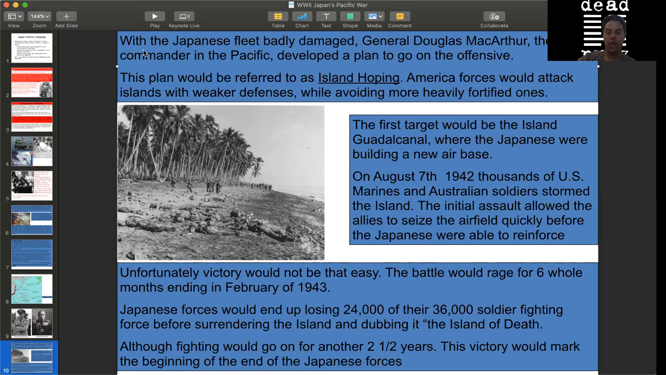Now, fighting would go on for the next 2.5 years, but what the victory would mark was the beginning of the end of Japanese forces. Even though this would be the beginning of the end, they would not go out without a fight and something very, very brutal, but this would start their descent to the end.